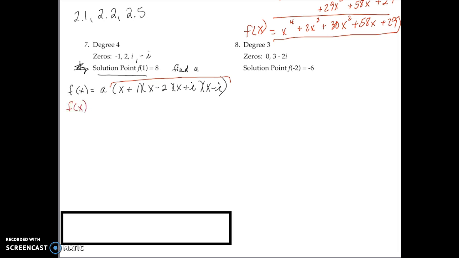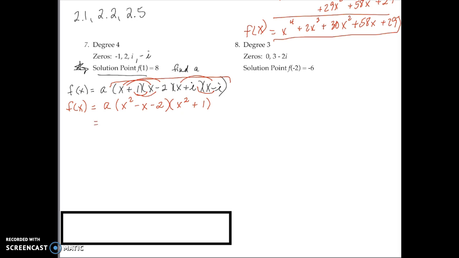So f of x is equal to a, and now if I multiply x plus 1 times x minus 2, we get x squared minus 2x plus 1x is minus x minus 2. When we multiply our conjugate pairs, I'll multiply the first, x squared. Remember, we can skip the O and the I of FOIL. The outside and the inside of conjugate pairs will always cancel, and negative i squared is equivalent to positive 1.